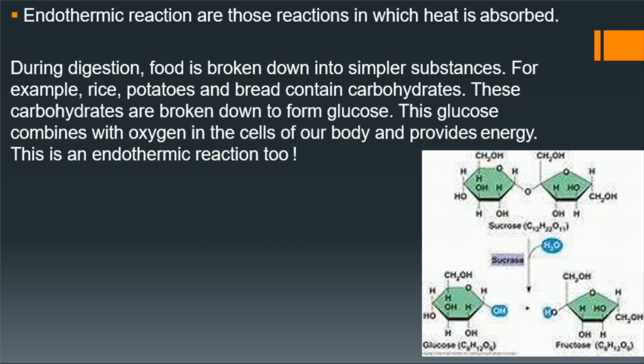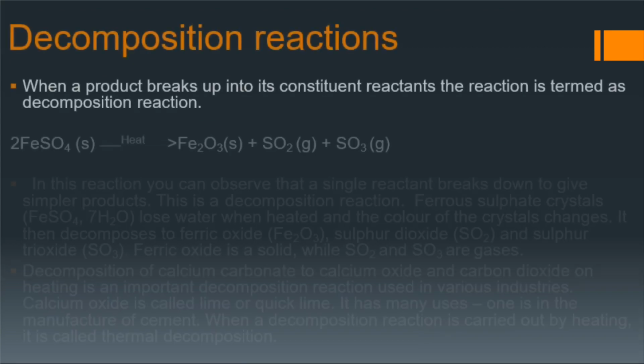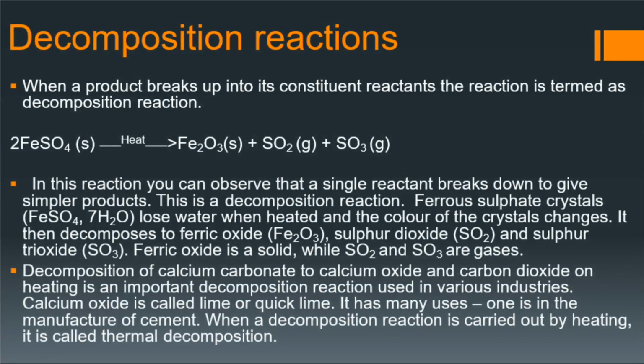Subsequently, glucose then combines with oxygen in the cells of our body to provide energy, which is also an endothermic reaction. Iron 2 sulfate is an example of a decomposition reaction, breaking down to ferric oxide, sulfur dioxide and sulfur trioxide when heated and its crystals change color. Calcium carbonate, when heated, also decomposes into calcium oxide, known as lime or quicklime, and carbon dioxide, which is used in the manufacture of cement.